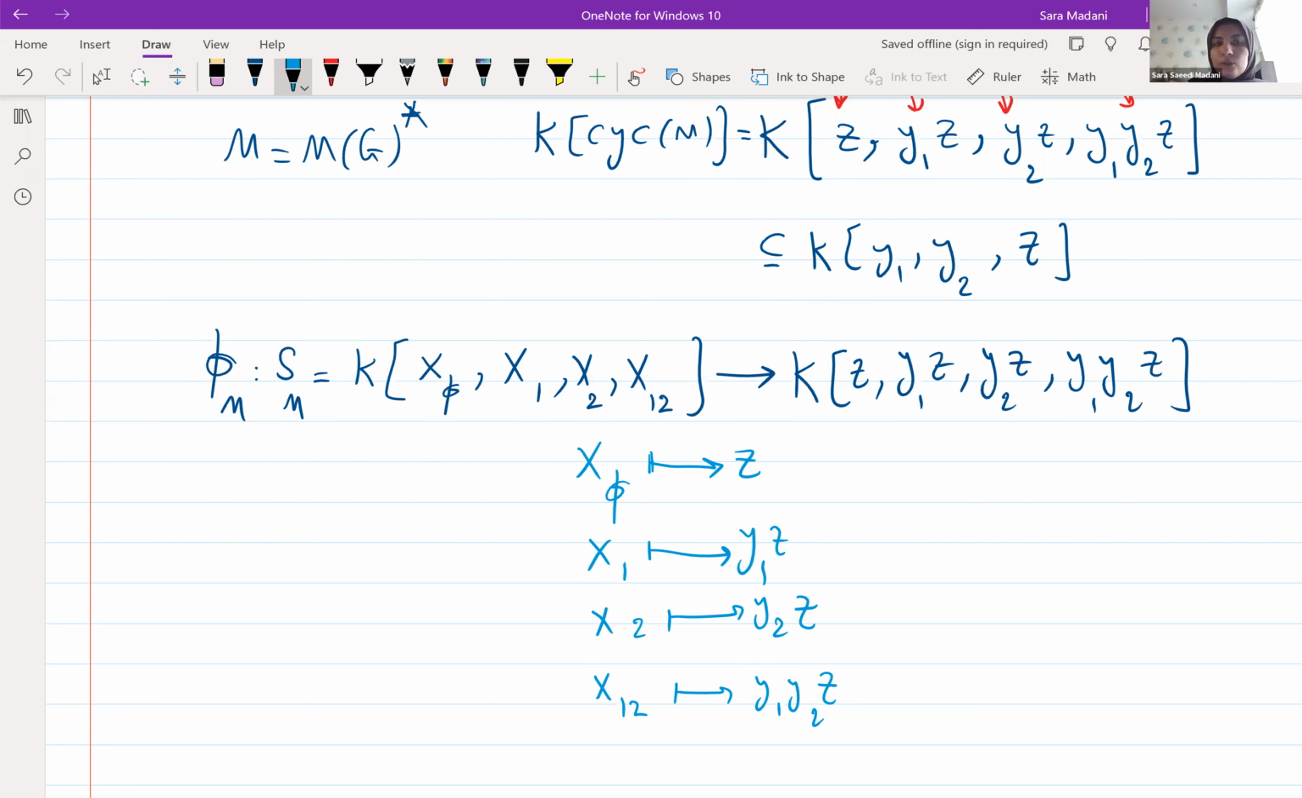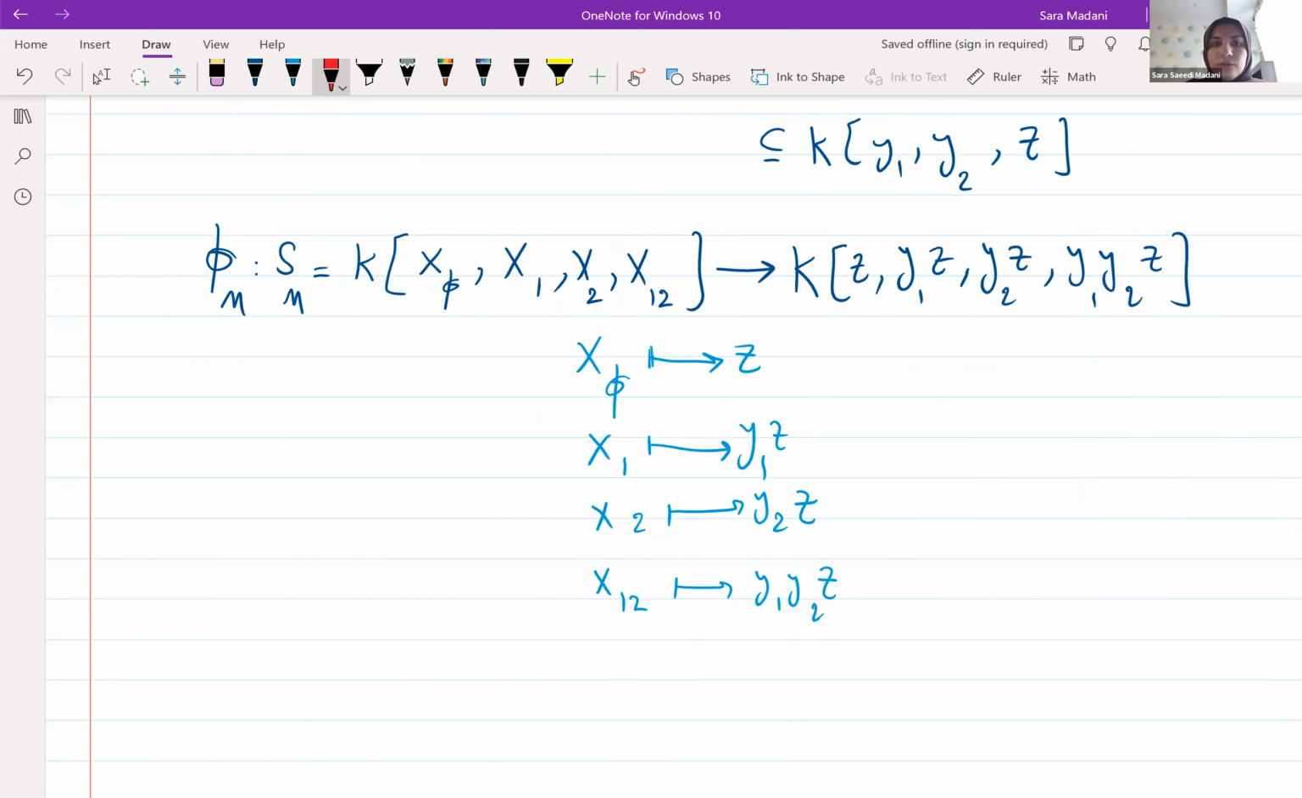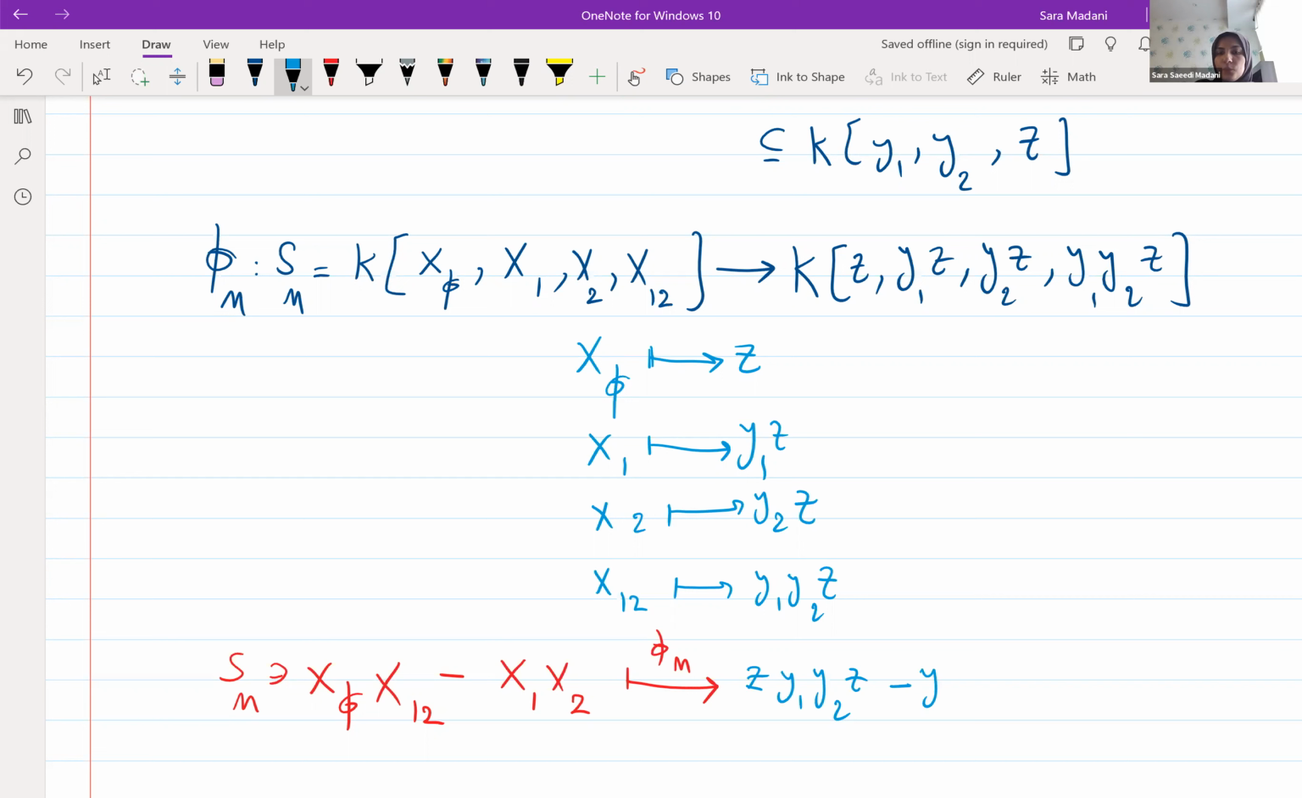And for the cycle ideal I_M, we need to compute the kernel of this map. For the moment, let us see if we see a candidate of an element of the kernel. So if we look at X empty X12 minus X1 X2. This element is inside S_M, and by phi M goes to what? X empty goes to Z, X12 goes to Y1 Y2 Z, minus X1 goes to Y1 Z, X2 goes to Y2 Z. So they are equal, right? Y1 Y2 Z squared are both. So this is zero.